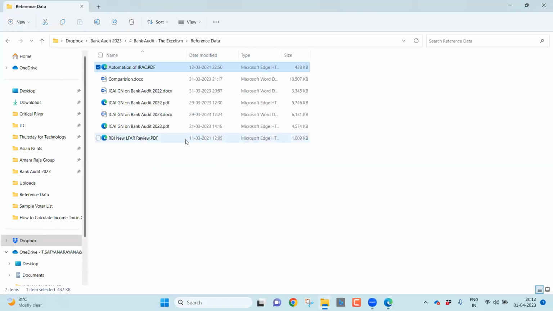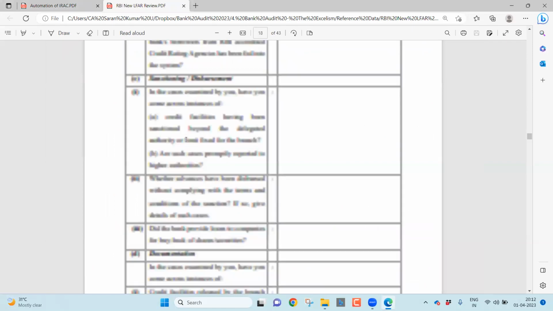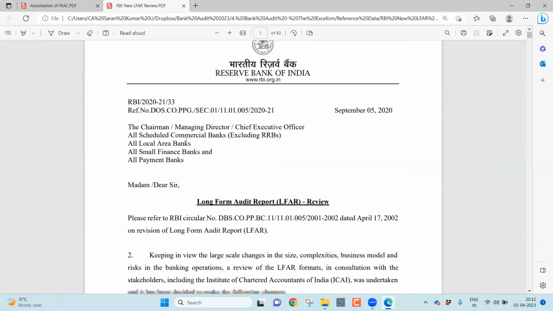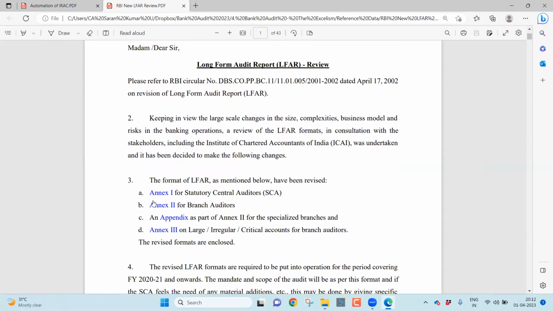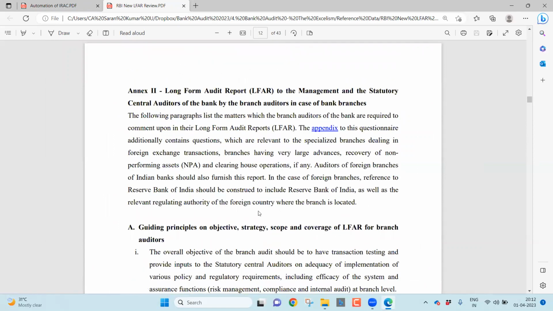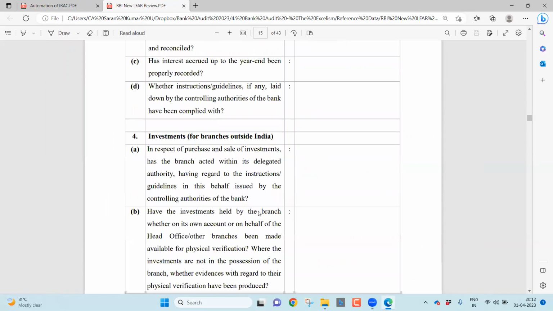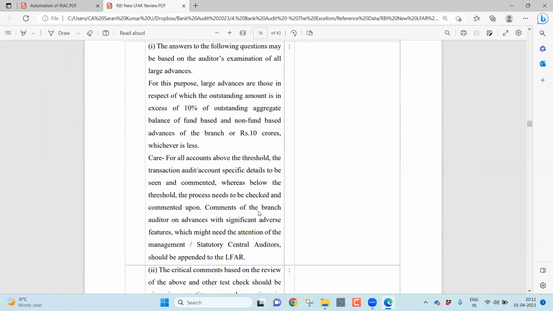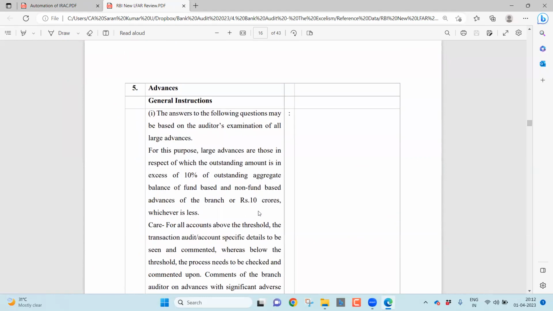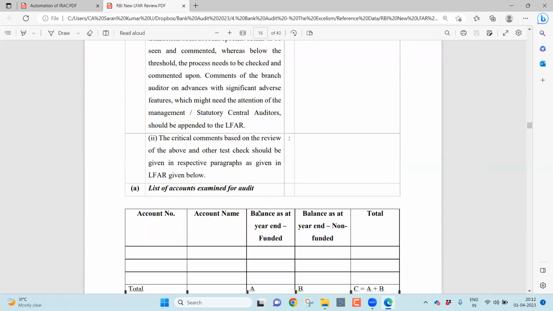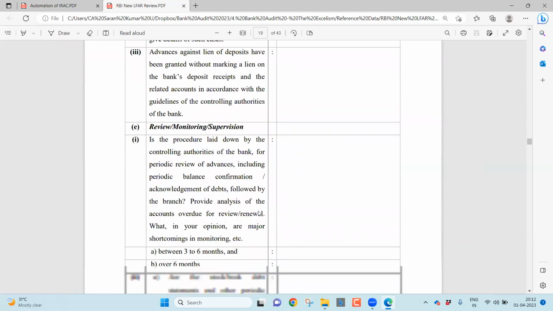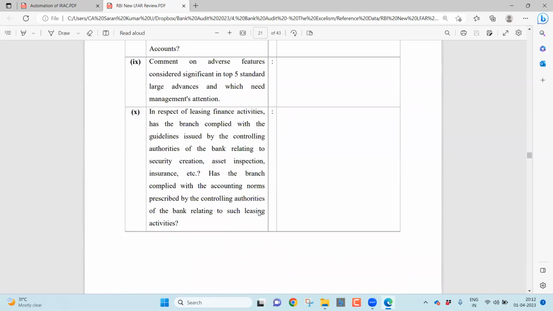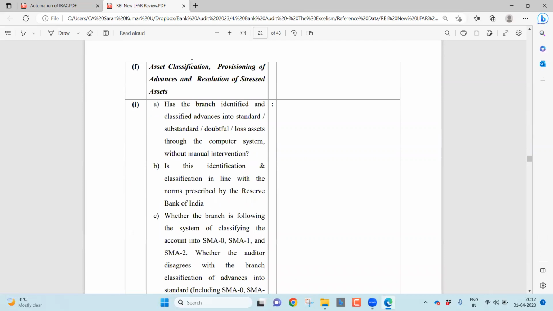Let me open the LFAR revision circular by the RBI. I bother about the branch auditors' annexure. In this, let me go directly to the advances. From the old LFAR to the new LFAR, many sections have been added. One of the sections added is section F, asset classification, provisioning of advances, and resolution of stressed assets. Let me concentrate on these two for this video.